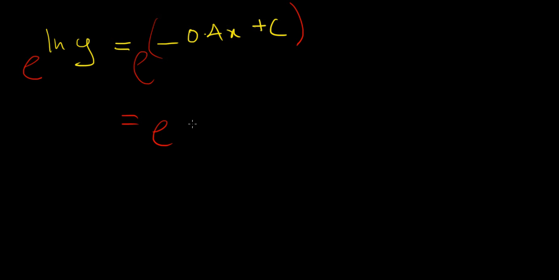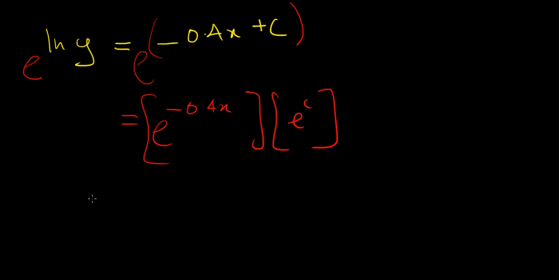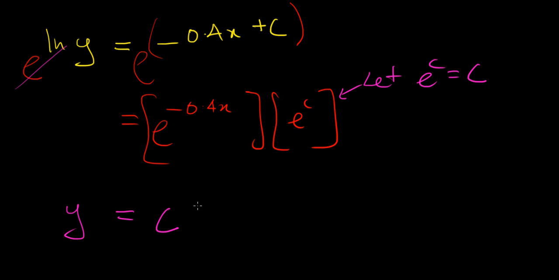And then as usual you can break this into two parts, e to the c, and here you can cancel, since e and ln cancel. You get y equals, and then I forgot this: let e to the c equal C, a constant, multiplied by e to the power negative 0.4x. So this is the answer.